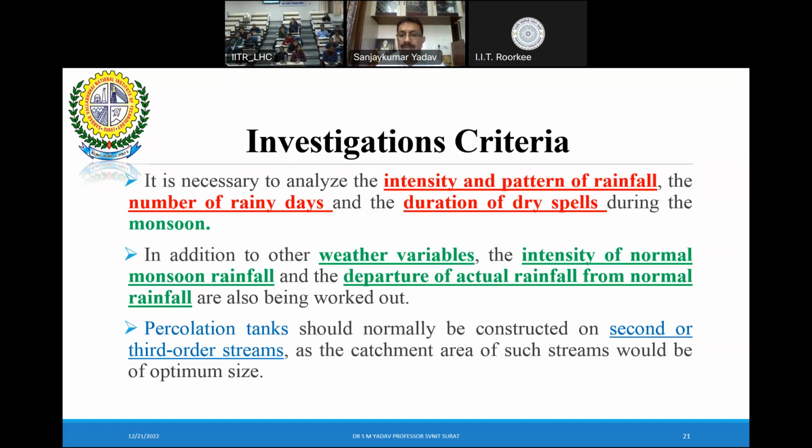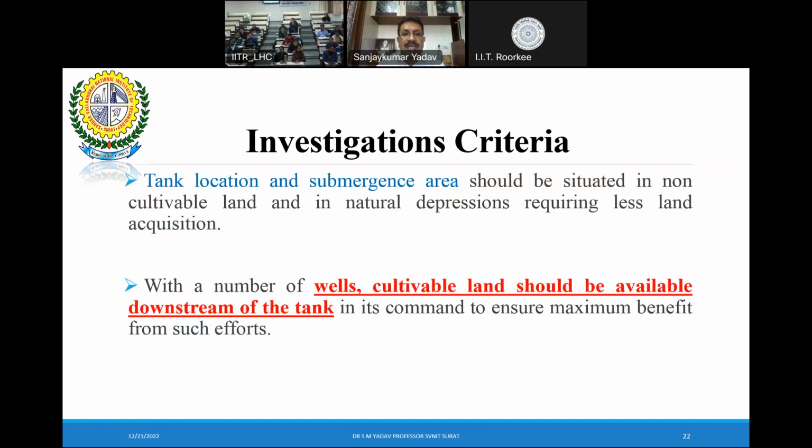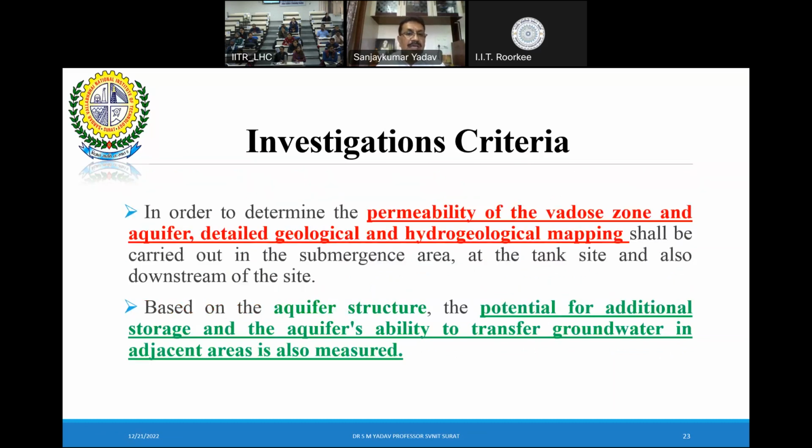Percolation tanks should normally be constructed on second or third order streams. The tank's location and submergence area should be situated in non-cultivable land and in natural depressions requiring less land acquisition. With a number of wells, cultivable land should be available downstream of the tank in its command to ensure maximum benefit from such efforts.